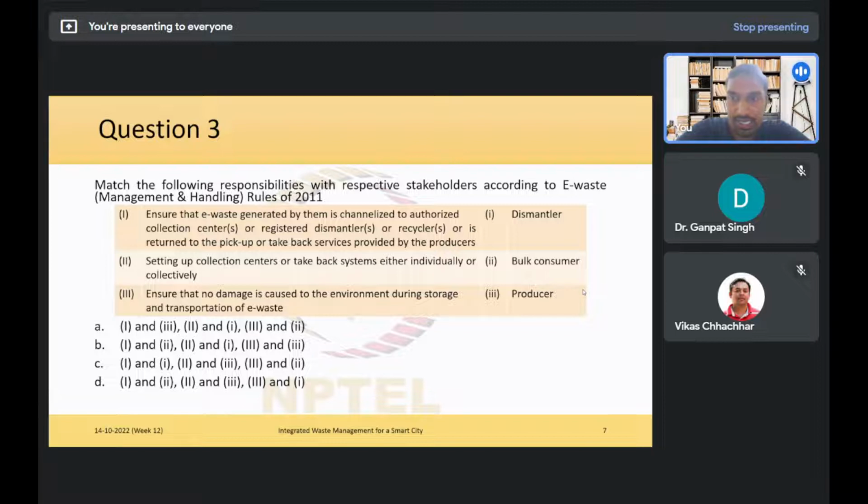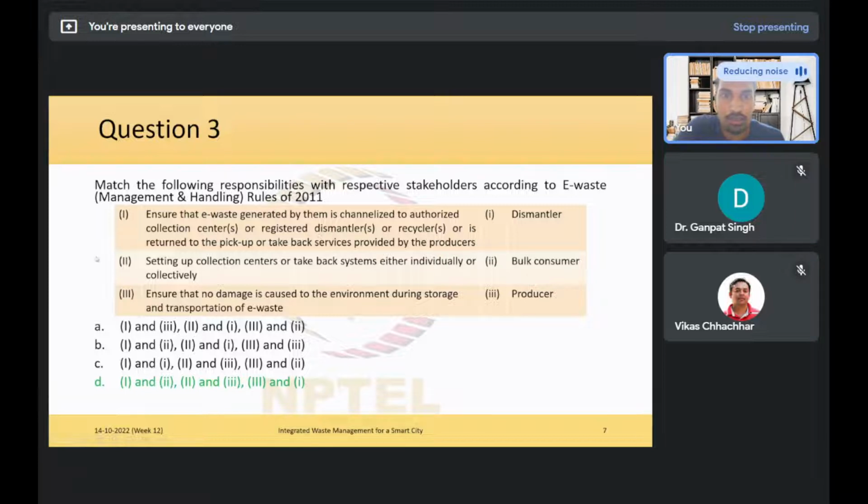Okay, we have one answer, option D. Okay, another answer is option A. Okay, but the right matching is option D, right?